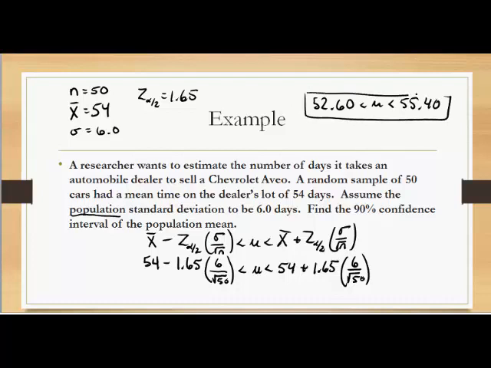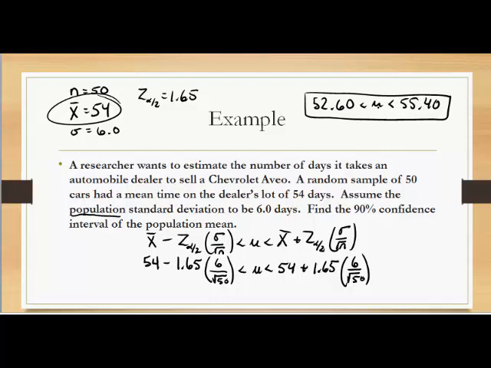Okay, so again, remember what we have done. We have taken the mean of the sample. We've used it to make a prediction about the mean for the population. So we know that the mean for those 50 cars was 54 days. The mean for all cars should be somewhere between 52.6 and 55.4, and I am 90% confident that it is. So that leaves a 10% chance of error. So it's possible that it's not between those two, but 90% of the time it is.